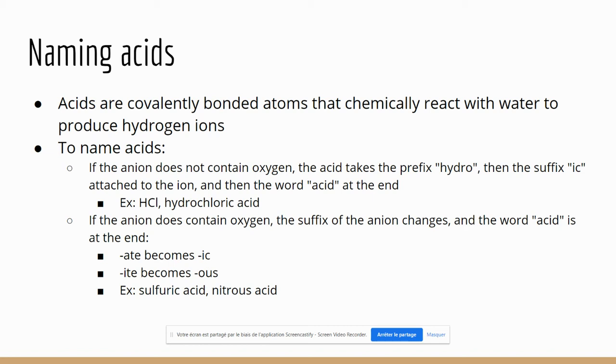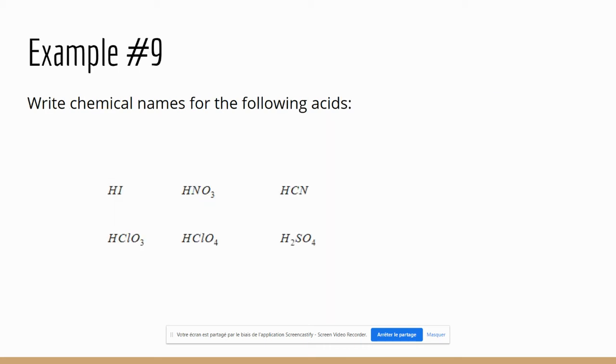So anything that ends with ATE becomes ic. So for example, sulfuric acid, acetic acid. And anything that ends with ITE becomes ous, so nitrous acid, perchlorous acid, etc. Okay, let's take a look at an example.